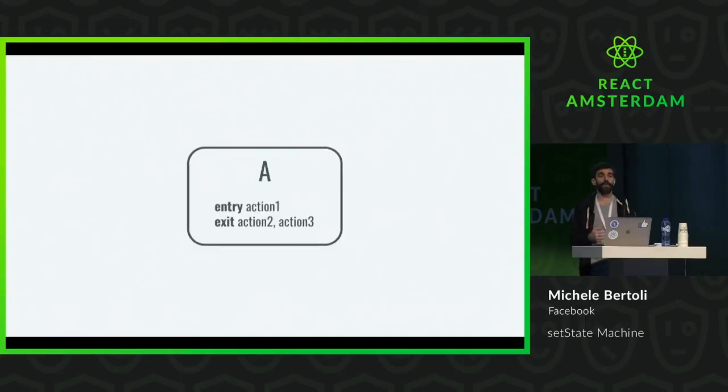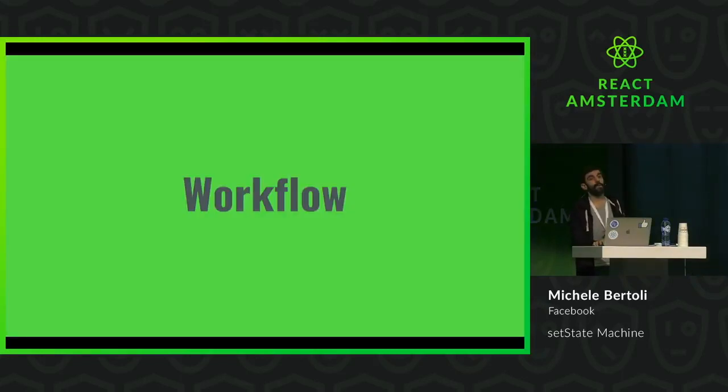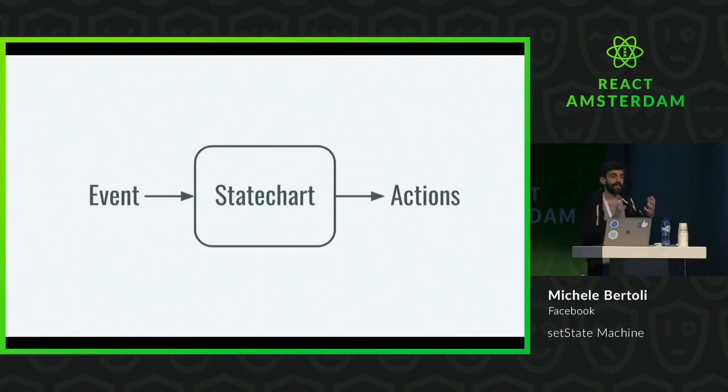You can have actions when you enter a state and when you exit a state as well. So when you enter the state A, the action is going to be action 1, and when you exit the state A, the action is going to be action 2 and 3. So basically, the workflow when you work with state charts is you send an event to the state chart. The state chart knows its state. It evaluates all the guards. It checks whether a transition needs to happen, and if it happens, it collects all the actions: exiting the current state, all the actions on transitions, all the actions on entering the new state. It's going to give you a bunch of actions, and you have to do something about it.